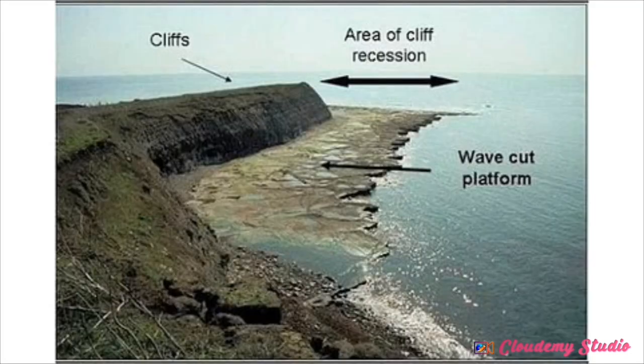Sea cliffs are the steep rock faces that are undercut by the wave action. And wave cut platform is a flat rocky surface at the base of the cliff as wave erode the rock. That is, the wave cut platform is a future version of sea cliff.